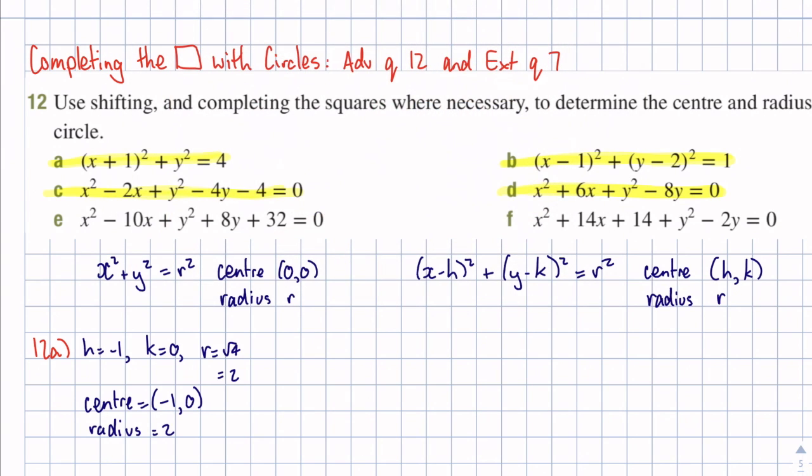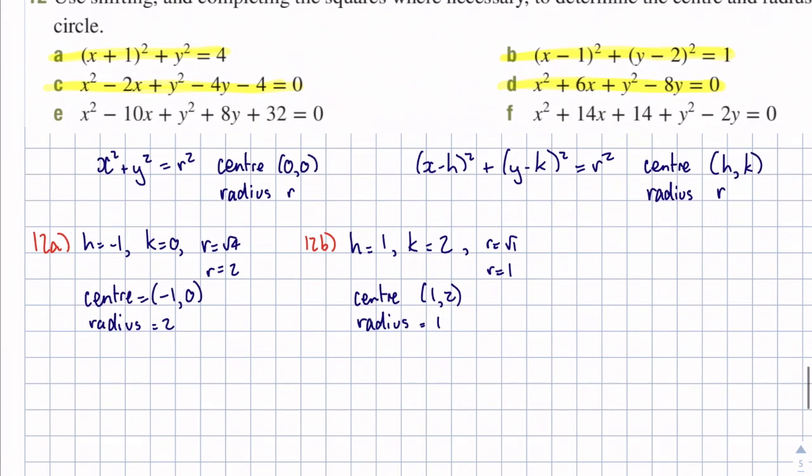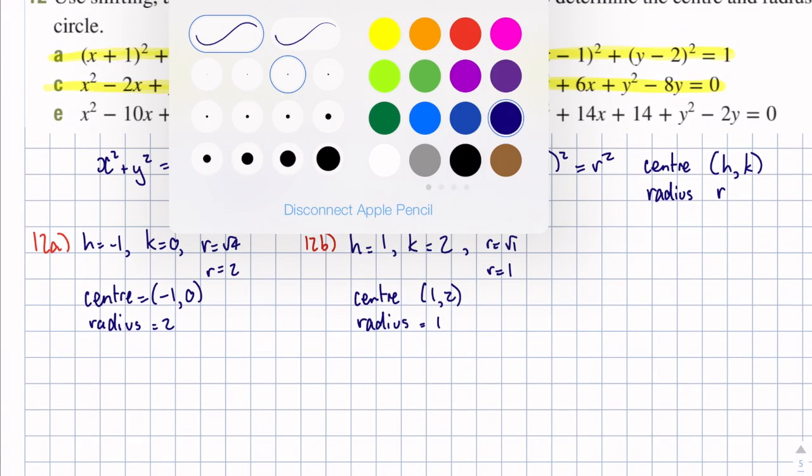For 12b, we can see here that h equals, well, it's (x minus 1) squared, so h equals +1. K equals, well, it's (y minus 2) squared, so k equals +2. And the radius is the square root of 1, which is 1. So the center is 1, 2, and the radius equals 1. 12c and d are much harder.